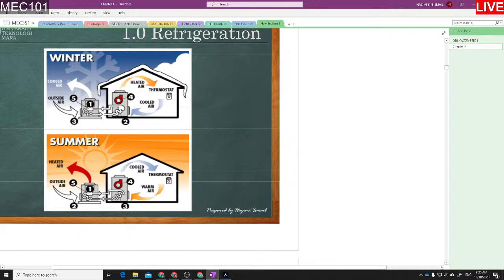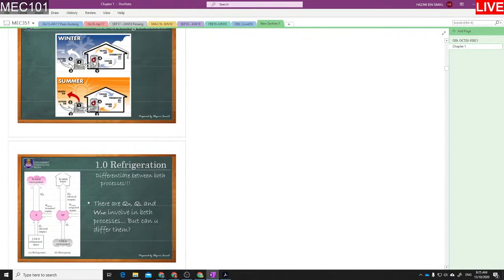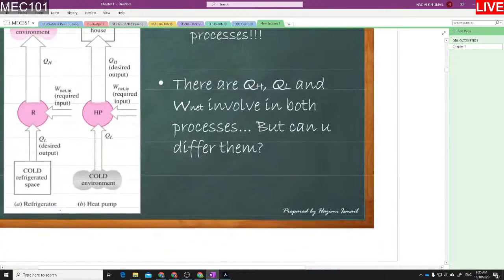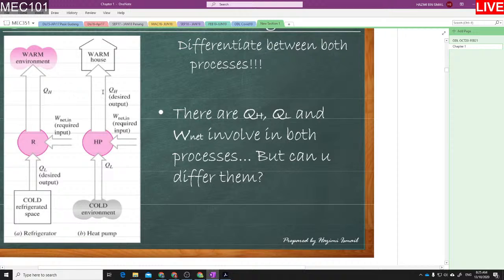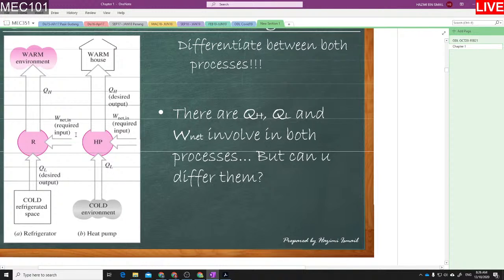Okay, the red one means hot. Quite the same, but different objective. By this figure, it shows that if you want to do the opposite of the natural process, you must put energy in, you must put the work in. So that's why we have work net in.